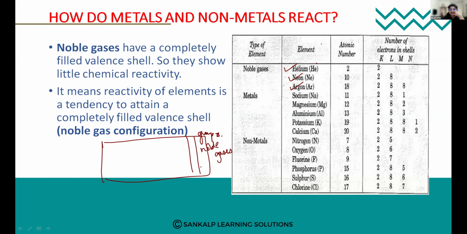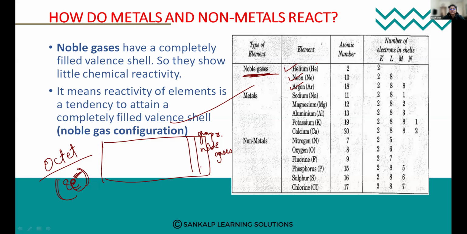Why are they called noble gases? Because they have a completely filled valence shell. Their octet is complete. Octet is complete means they have 8 electrons in their outermost shell. When they have 8 electrons in the outermost shell, it is said to be a noble gas configuration, or a completely filled octet.